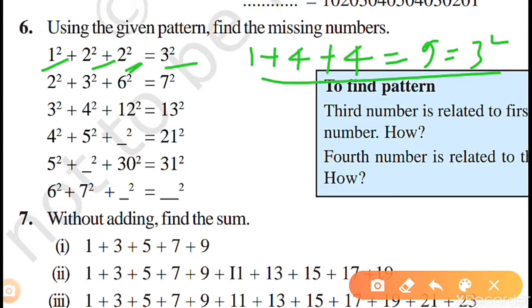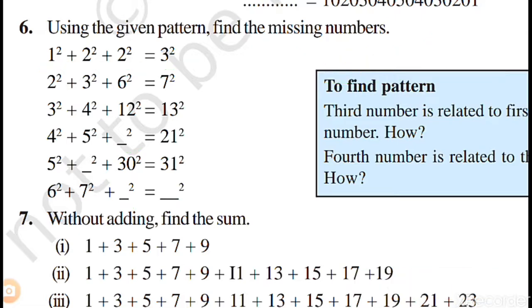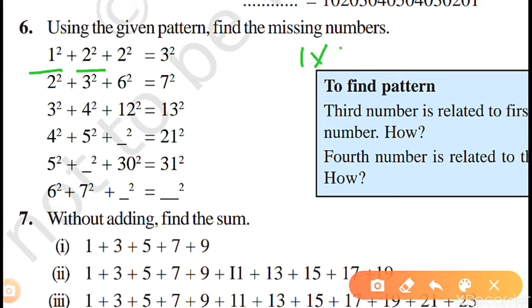We have to just find the patterns and fill the digits here and here. So you see, there are some relations between these digits. For example, here there is 1, here 2, and if we multiply these two, 1 into 2 is equal to 2, so here 2 will come. Similarly, here 2, here 3, and if we multiply these two, 2 into 3, then it will be 6, and we have written 6 square over here.